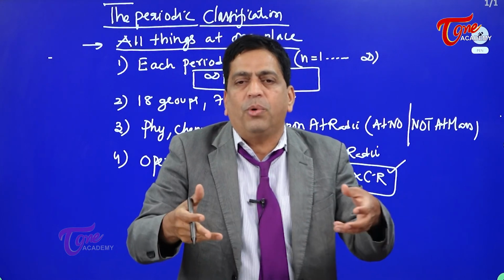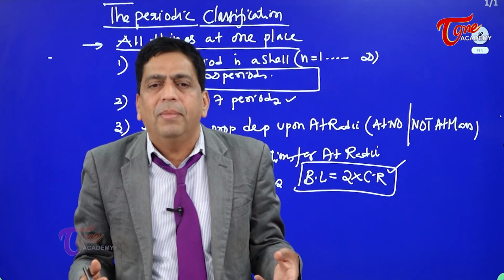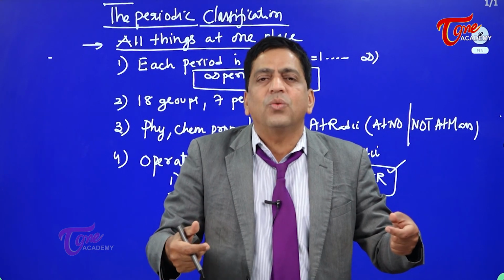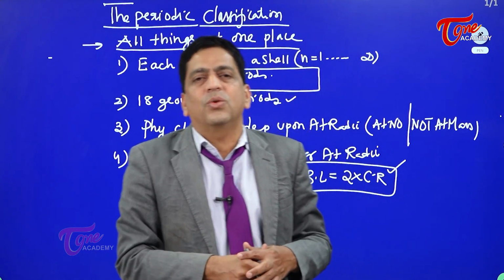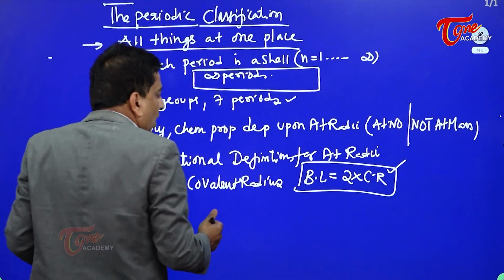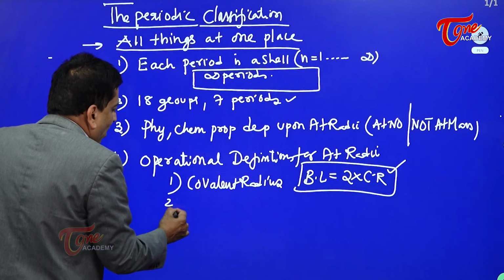So they stop at a point where the potential energy is minimum. That distance can be called as what? Bond length, you must understand. The distance can be called as what? Bond length.